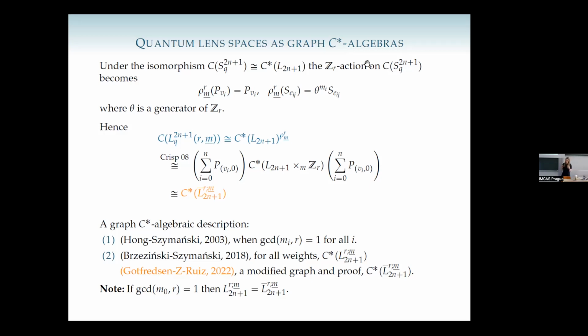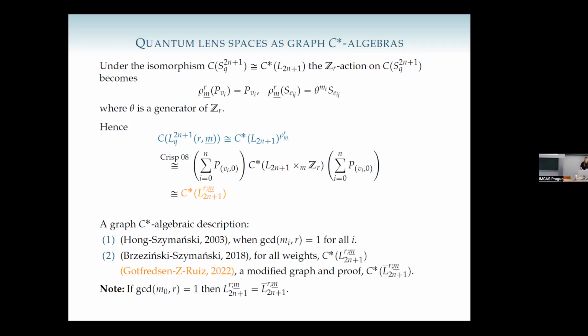So actually we were doing these classification results and we already had our results and our paper. And then this mistake was pointed out. So we needed to go back to the description and the proof and try to do it again and modify the graph. And we did that recently. So we modified the graph, which was already suggested by Brzezinski and Szymanski. And we also needed to modify the proof a lot. And then we proved that this corner here, meaning that the quantum lens space, is actually a graph system algebra.